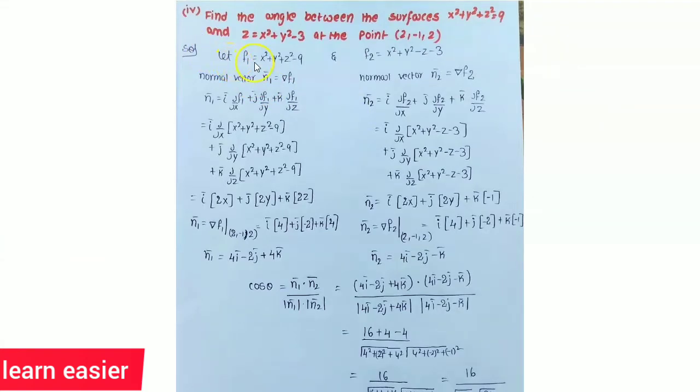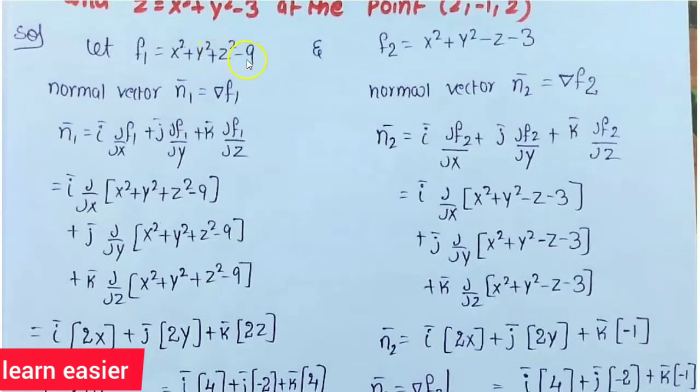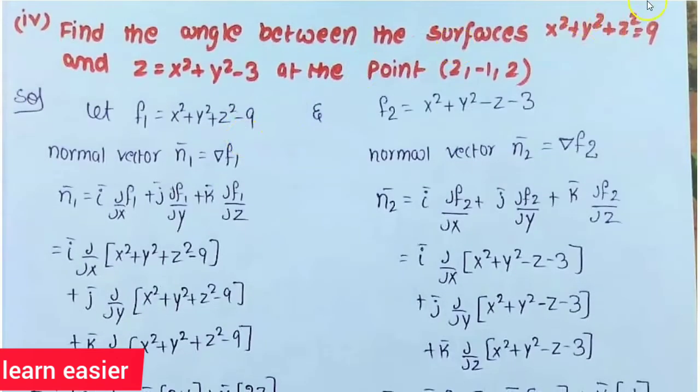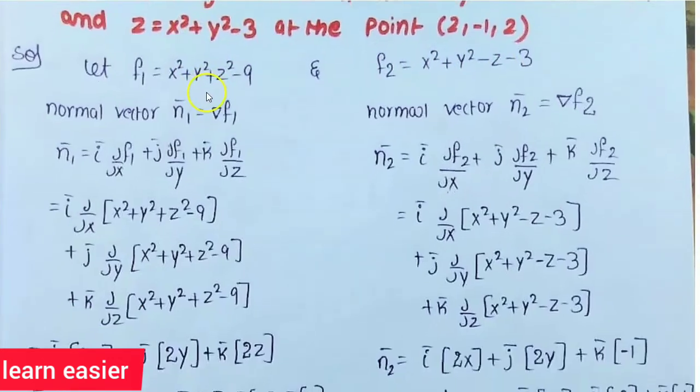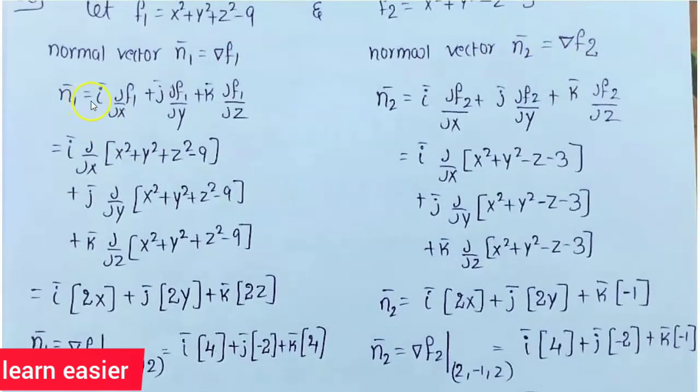So let f1 be x square plus y square plus z square minus 9. So here is the first function, and we take it as function f1, and f2 as x square plus y square minus z minus 3. So it is the function f2. So let's find the normal vector n1 bar. So what is n1 bar? n1 bar is del f1 and n2 bar is del f2. So next, n1 bar is del f1, which means i bar into dou f1 by dou x plus j bar into dou f1 by dou y plus k bar into dou f1 by dou z.